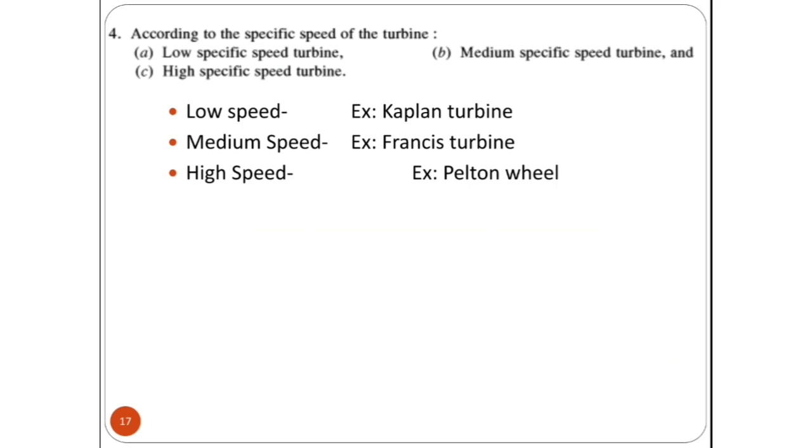Moving on to the last classification, which is made based on the speed of the turbine. The first one is low speed, the second is medium speed, and the third is high speed. The example for a low specific speed turbine is the Kaplan turbine, for medium specific speed it is the Francis turbine, and for high speed it is the Pelton wheel turbine. This is made based on the speed of the turbine runner or vane.